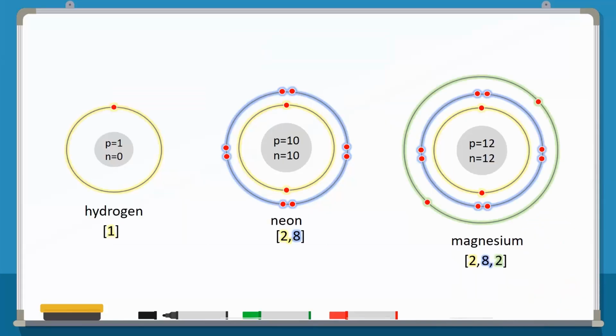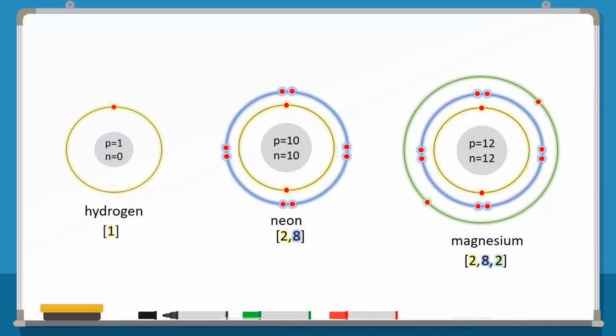Let's look at some examples of electronic configuration. This is hydrogen. It has one proton, which means it has one electron. This electron is present in the first shell or K shell. Neon has 10 protons and 10 electrons.